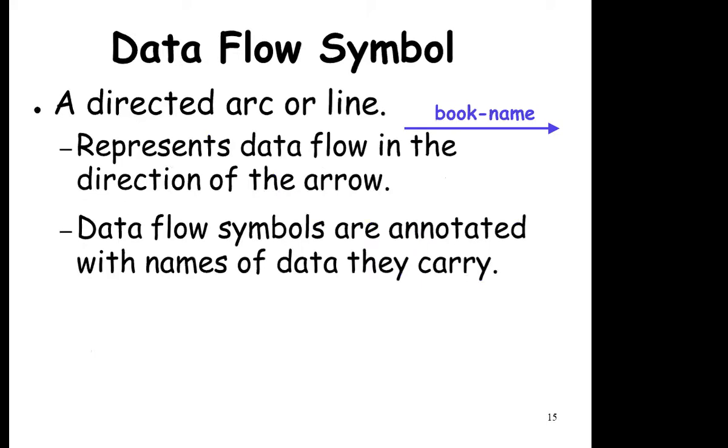Next, the data flow symbol. It is simply an arc. It can be a straight line, or it can be an arc like this also. This is known as the flow symbol. It means data is flowing from this direction to this direction, and it is directed, so you can see which end the data is flowing from and to.